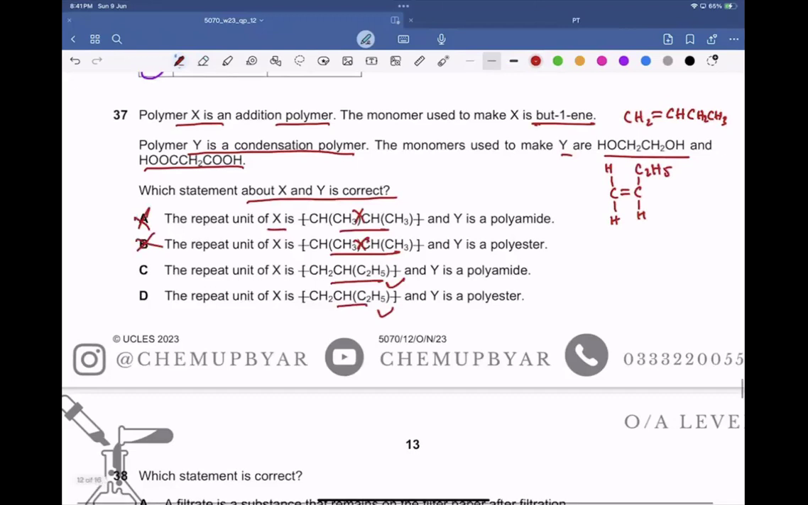And is Y a polyamide? No, if you see, it's an acid and alcohol, so it's not a polyamide, it's a polyester. So C goes wrong and D is the correct answer. Is this clear to all of you?